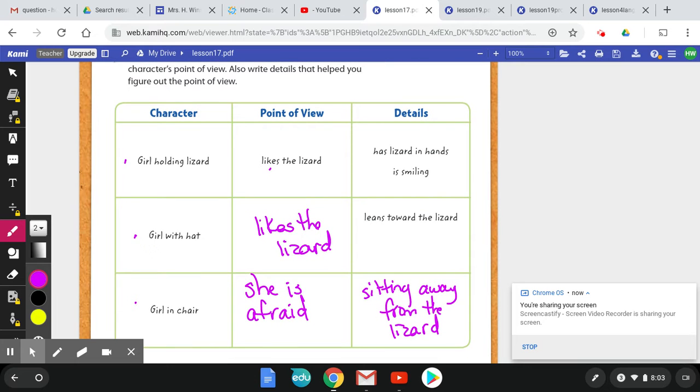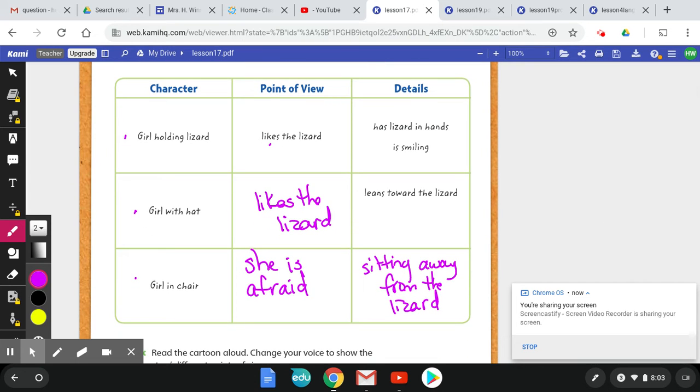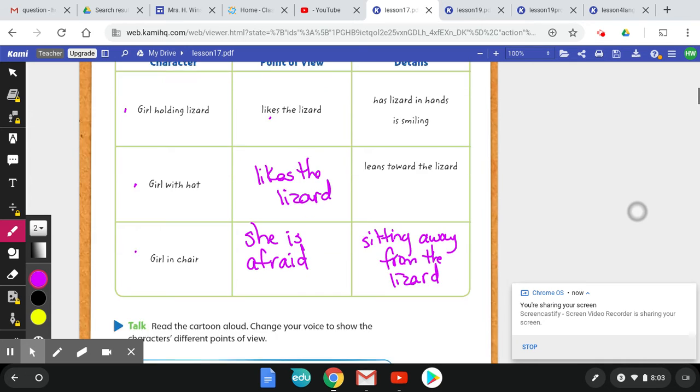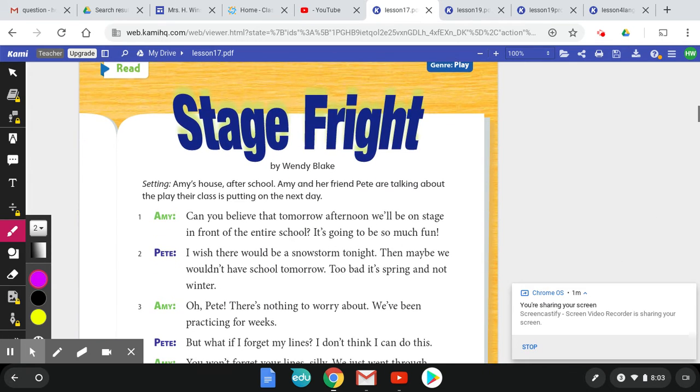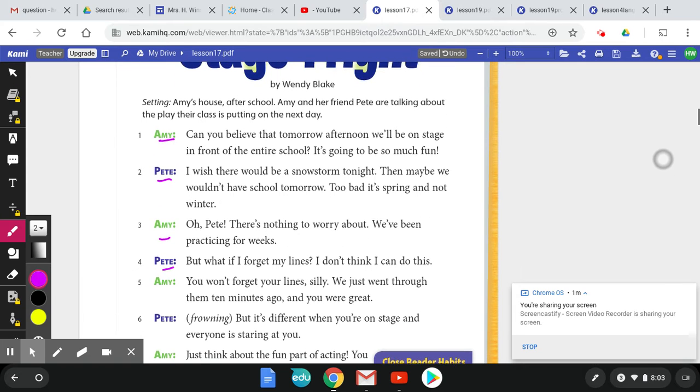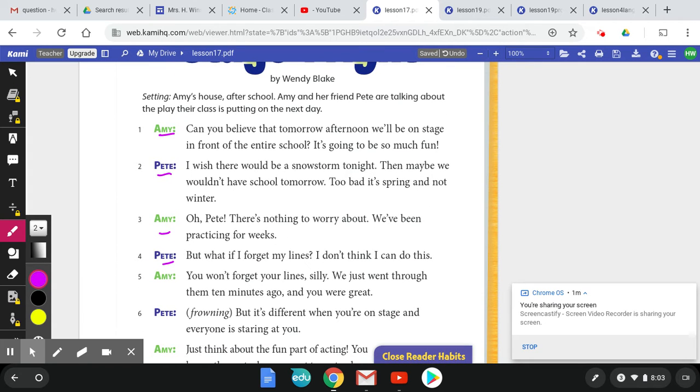And on 271, we finished filling out the chart on what each character's point of view was, and what the details were that gave us that information. So today, you should be reading a story called Stage Fright. And if you look up in the top right corner, you see our genre. This is a play. So that's why you got Amy, Pete, Amy, Pete. So right off the bat, we know who the characters are. We know it's Amy and Pete.